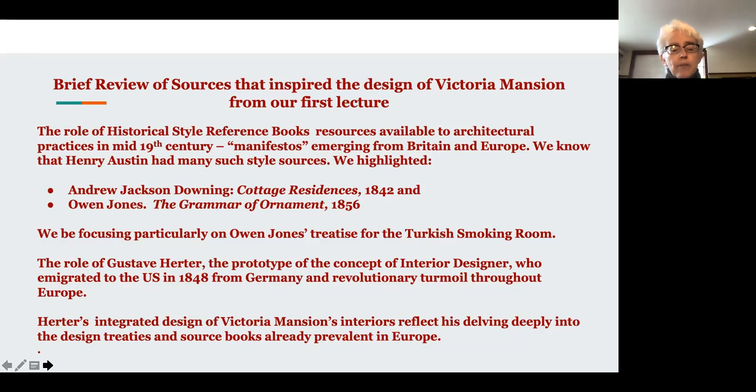And finally, the role of Gustav Herter, who was the prototype of the concept of interior designer and who emigrated to the United States in 1848, roughly the same period that we're talking about with Jones and the Great Exhibition, and he was escaping the revolutionary turmoil that was tearing through Europe at that time. Herter would absolutely have been aware of these historical style reference books, and it is clear that he used that integrated design based on his deep delving into those treatises and source books that would have been prevalent in Europe even before the time of his departure.